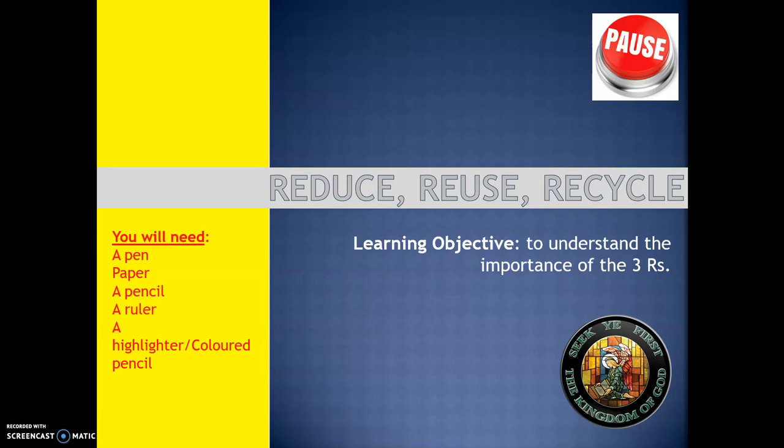Before we get started, can you please make sure you have a pen, paper, pencil, ruler and a highlighter or another coloured pen and pencil for self-assessment. Can you also make sure you're in a nice quiet room, no distractions and no technology to distract you from this learning enhancement video. Okay, can you pause the video for 10 seconds and write down the learning objective: to understand the importance of the 3 R's. Reduce, reuse, recycle.